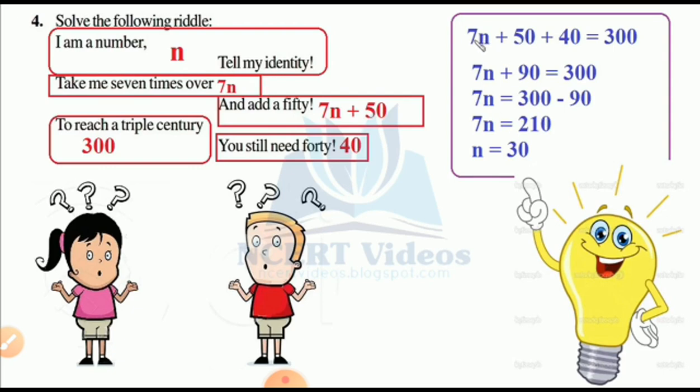Put this value 30 in the equation. Will you get the same numbers on both sides? 7n means 210. Yes, correct. Plus 50, 210 plus 50 is 260. Yes, correct. And plus 40. Yes, 300. So here we end our lesson.